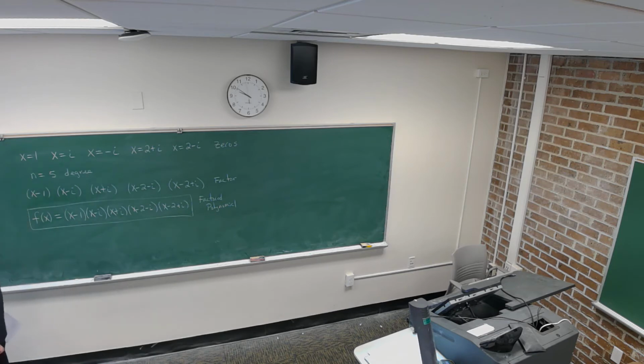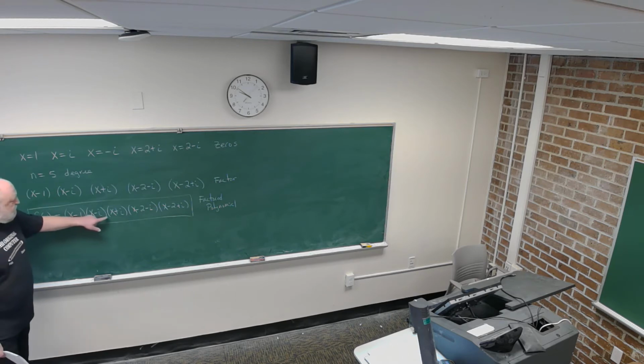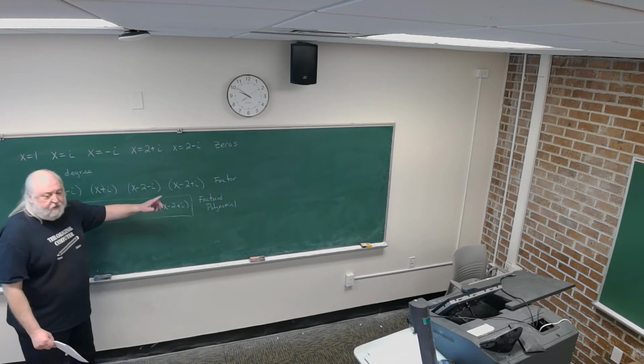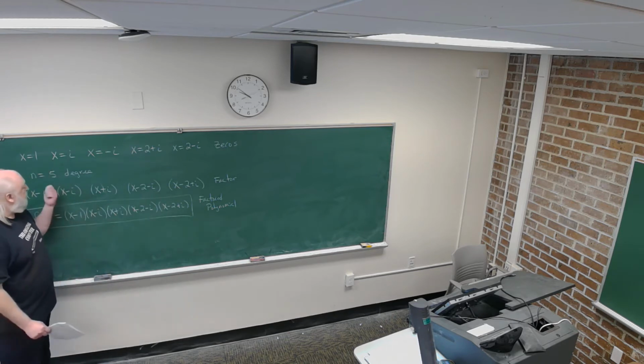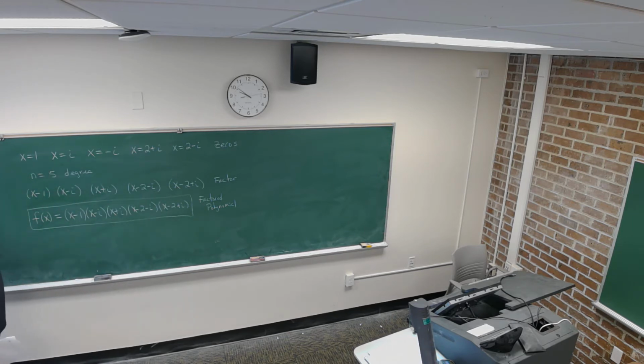Of degree 5. And you can see if we were to expand this and multiply all the first terms, we have x times x times x times x times x, which is x to the 5th. Right? And so our leading term would be x to the 5th, and the leading term determines the degree of the polynomial. So you can see the polynomial would be degree 5.